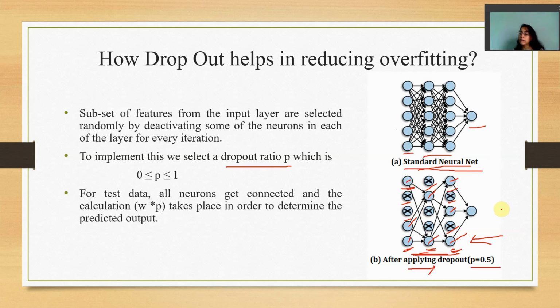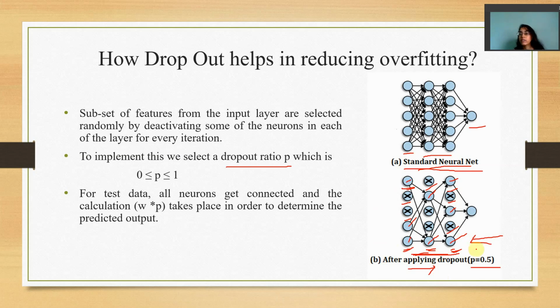Now what will happen in the next iteration? In the next iteration, again some random neurons will be selected based on the dropout ratio, and again the remaining neurons will get deactivated. Based on that, the forward propagation will take place, and in the backward propagation the weights will be updated only for those neurons which are activated. So this is the case for the training phase. The deactivation of neurons occurs in the training phase.